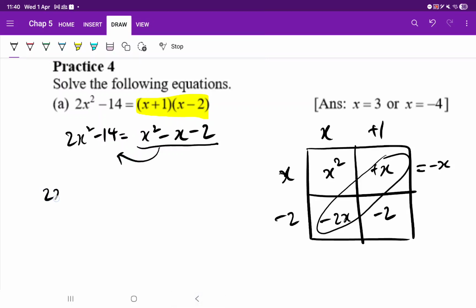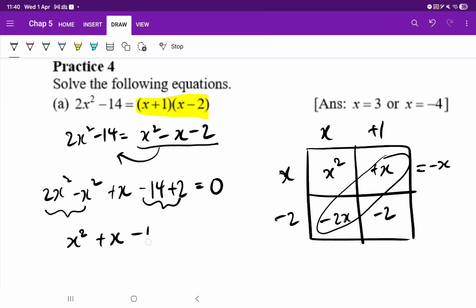Bring everything over: 2x squared minus the x squared. The minus x brought over becomes plus x. Minus 14 stays, but the minus 2 brought over becomes plus 2. Everything brought over is equal to 0. Now we simplify. This 2 is x squared. There's only one x, and this 2 is actually minus 12.